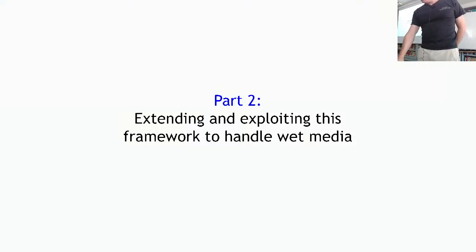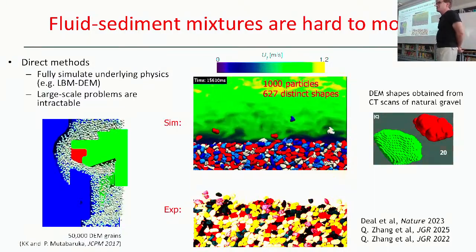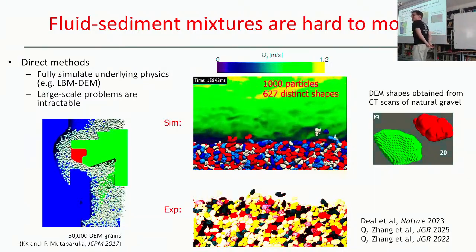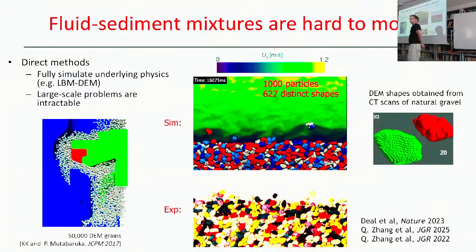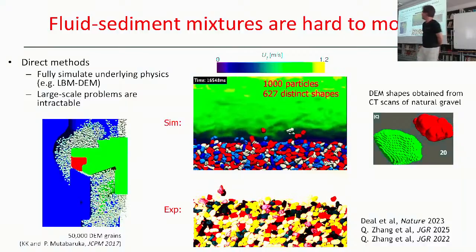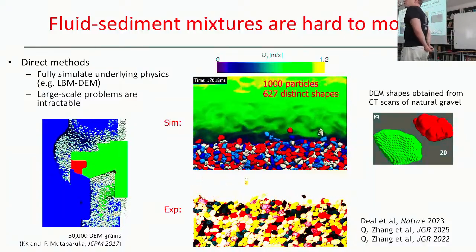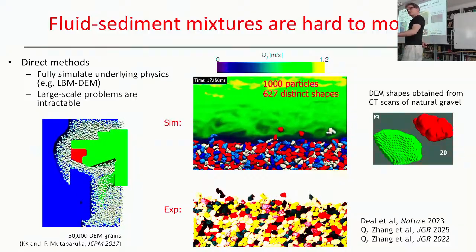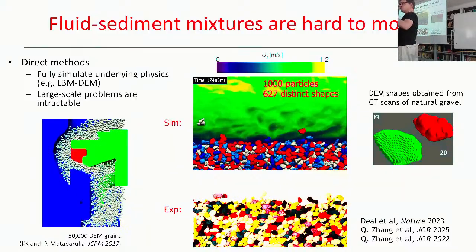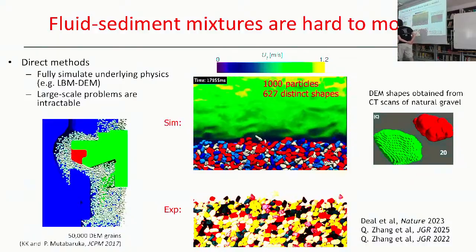That was nice. All right, so let's make life really difficult for ourselves. Let's take a hard problem and just make it even harder. All right, so let's suppose I have grains in a fluid. Now, how would I simulate this? So your first reaction might be to try the direct solution, okay? And the direct solution would be something like an LBM DEM solver.